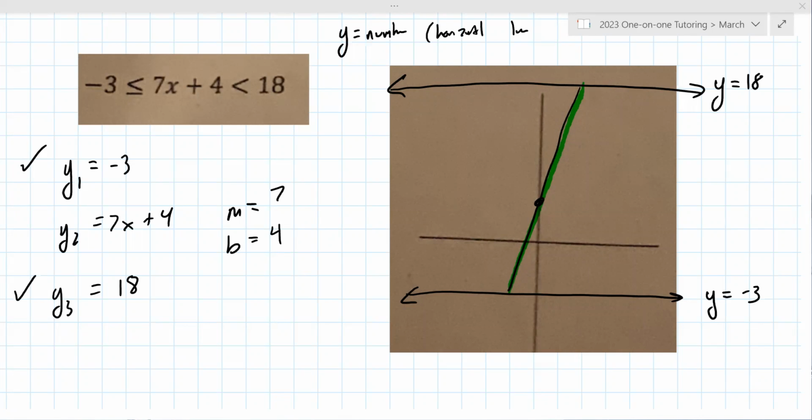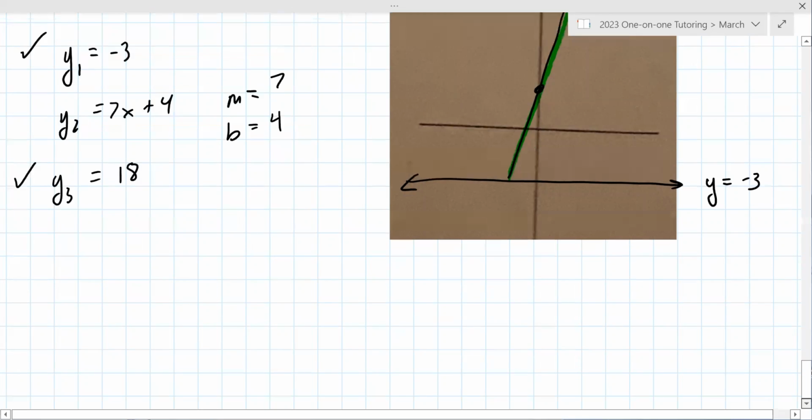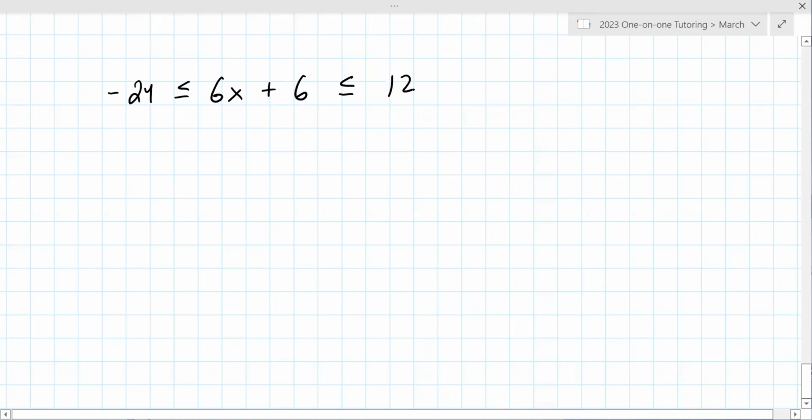Oops. All right, this isn't too bad. Okay, let's do this one here. Sorry, that's not right. -24 less than or equal to 6x plus 6 less than or equal to 12.